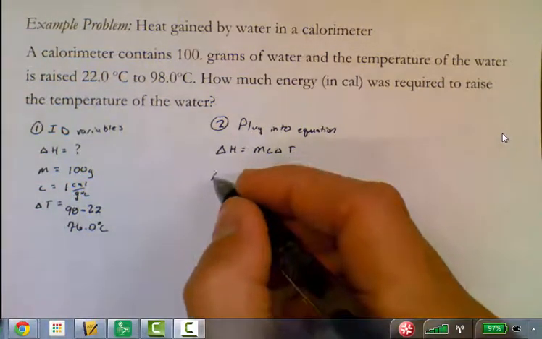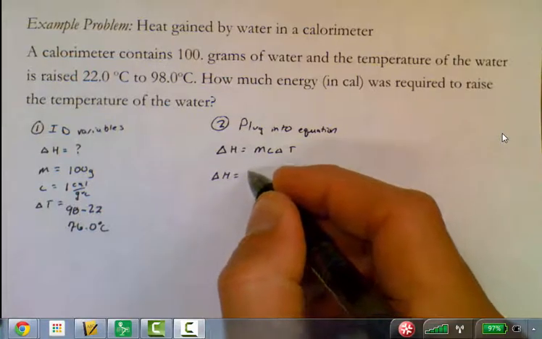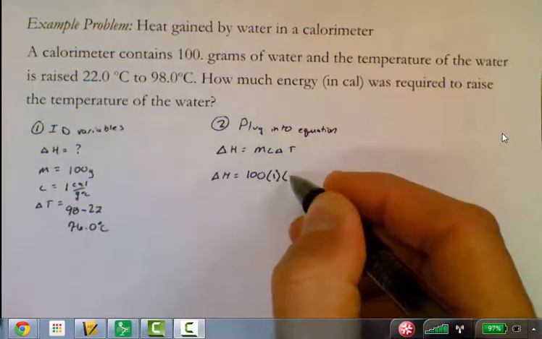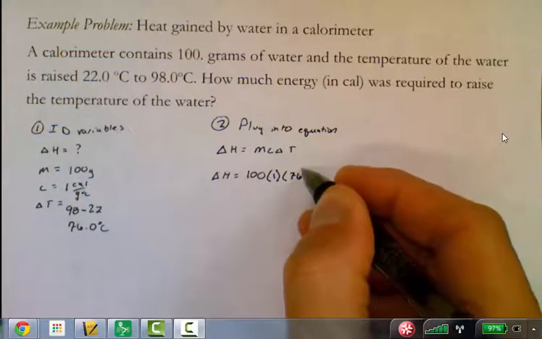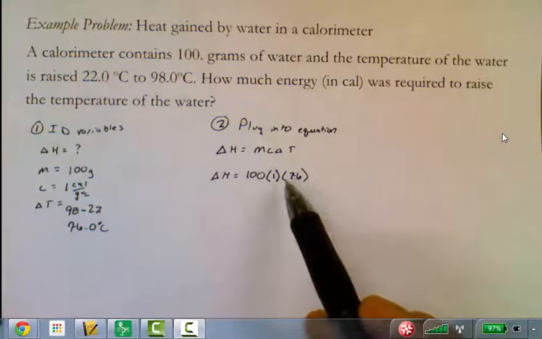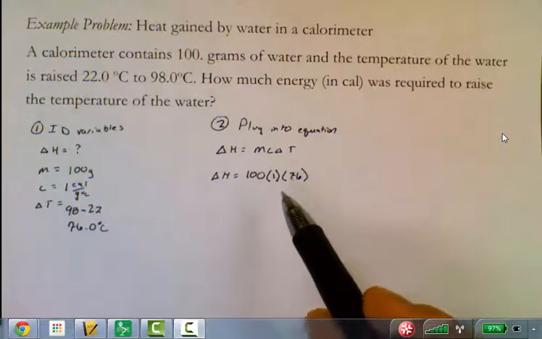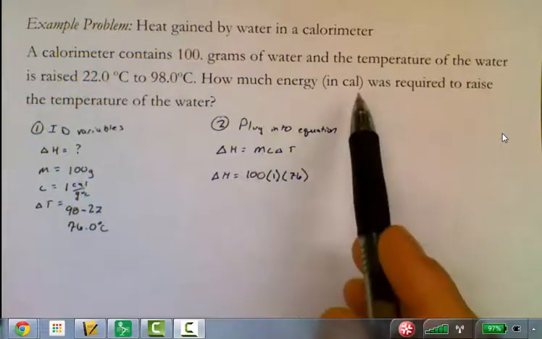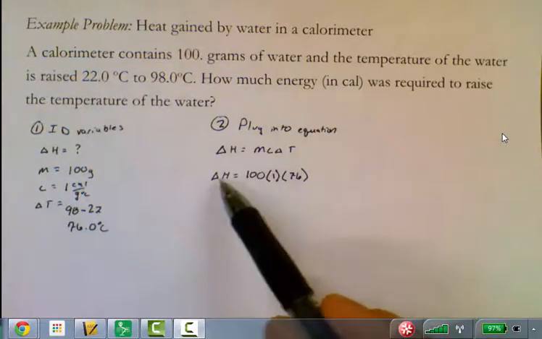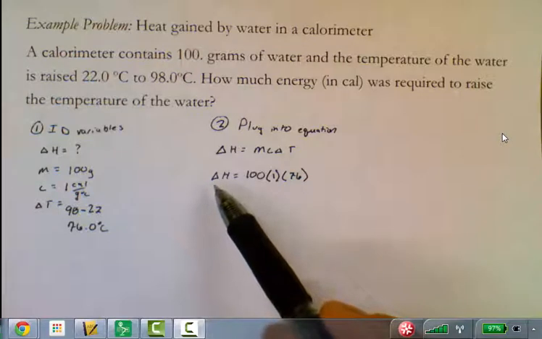So we're going to solve for delta H, which is equal to 100 times 1 times your delta T of 76. Now I'm omitting the units, but if you include the units, all the units will cross off except for calories, which is what we're trying to solve for. It's telling us in calories. If we weren't trying to solve for calories, we would receive calories out for delta H, but we'd need to convert after the fact.